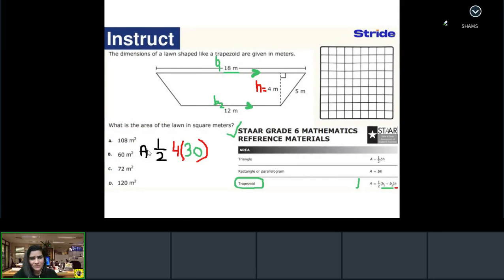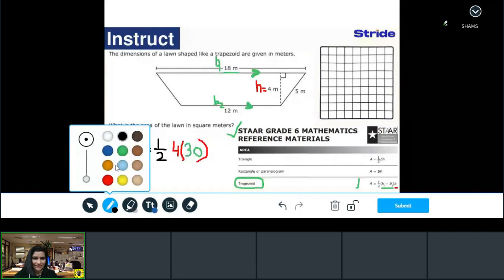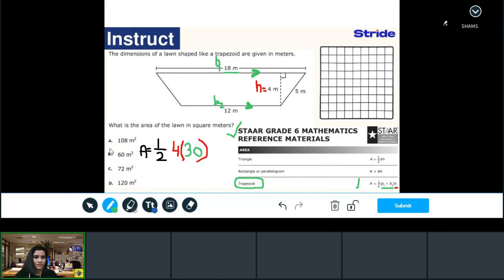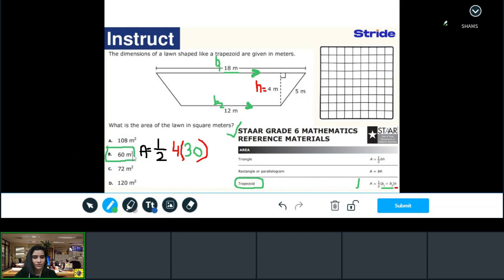Let's go ahead and look at it. So 4 times 30 is 120. Half of 120 is 60. And just notice how they have put the complete unit for the area of a trapezoid, meters, and then a squared symbol. So the area of the trapezoid is expressed in the correct units, 60 square meters. Add the bases, multiply by height, then find half of it.